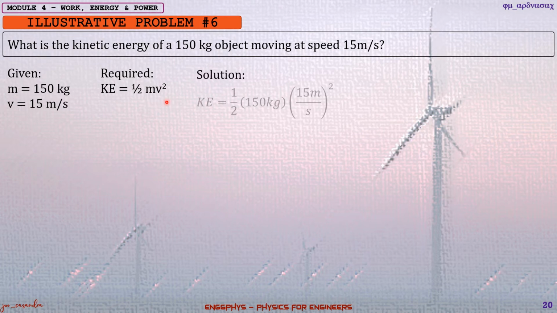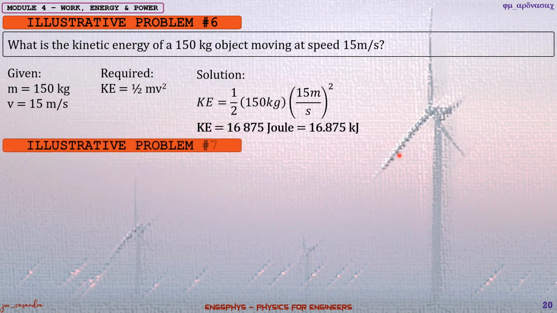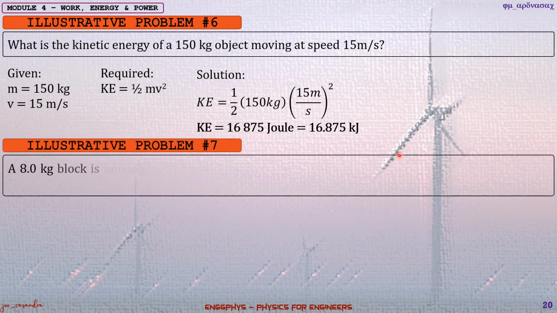From the given, we will just simply substitute our values in the equation. So the kinetic energy of the object will be 1/2 times the mass 150 kilograms times the velocity 15 meters per second quantity squared. Our value now for the kinetic energy of the object is 16,875 joules, or 16.875 kilojoules.